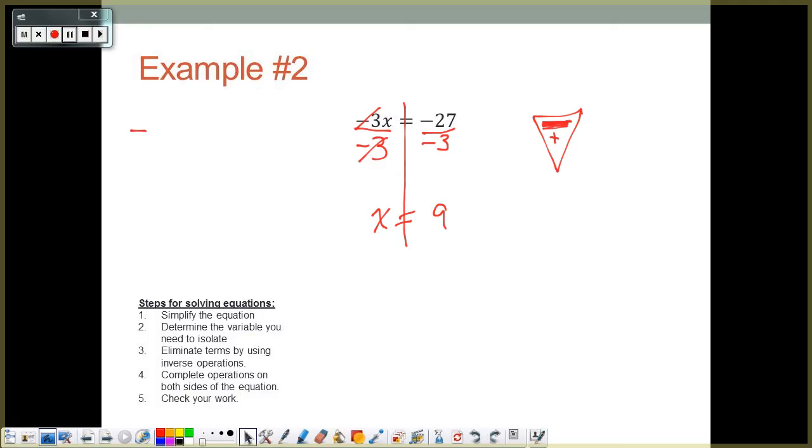If I go over here and check it out, negative 3 times 9 should give me negative 27. 3 times 9 is 27. If I use my mic dude again, I have a negative and a positive, which means my answer is negative. Negative 27 equals negative 27.